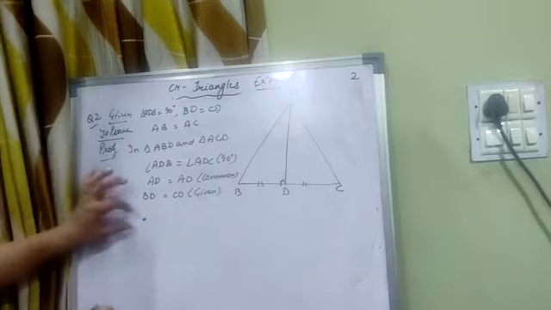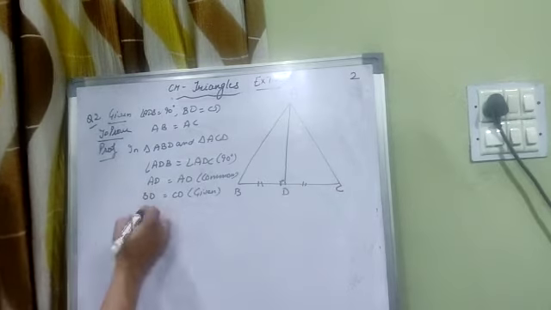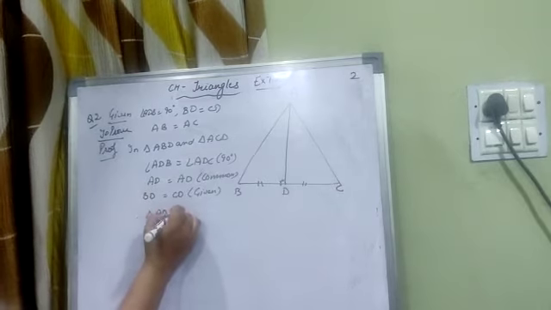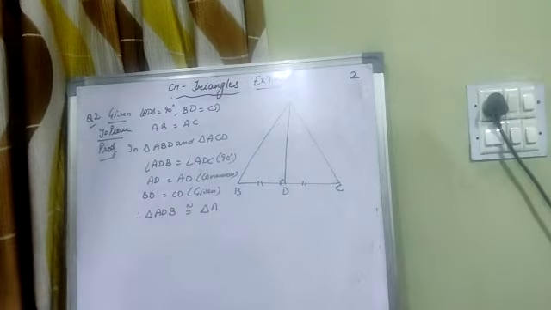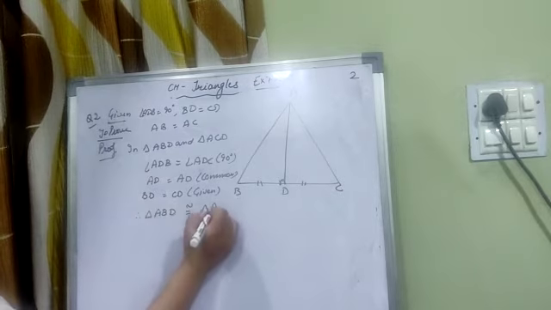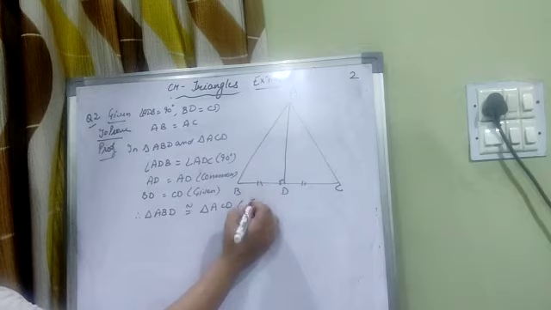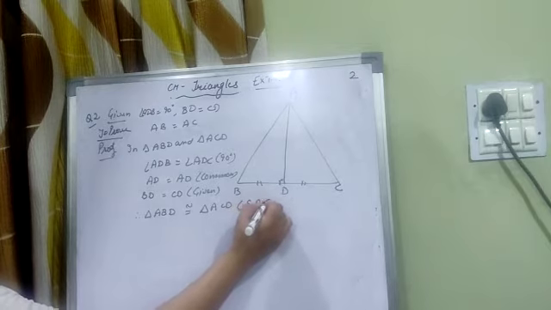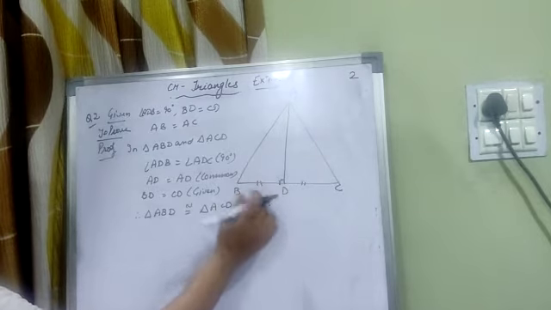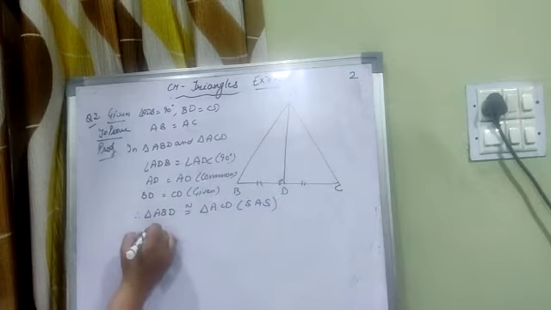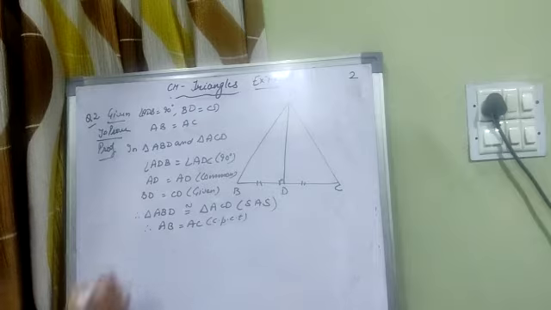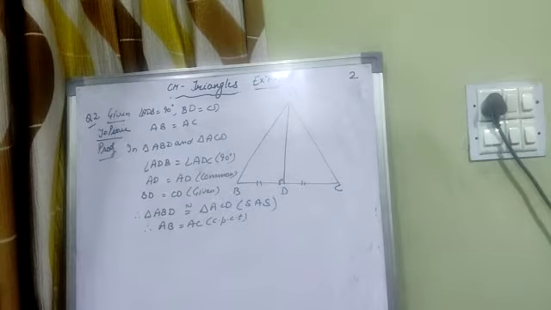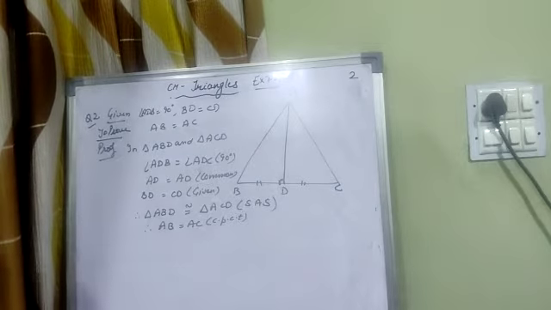Therefore, triangle ABD is congruent to triangle ACD by SAS. In this condition, 90 degrees and this side, by SAS. Therefore, AB equal to AC by CPCT. Clear? Now next question.